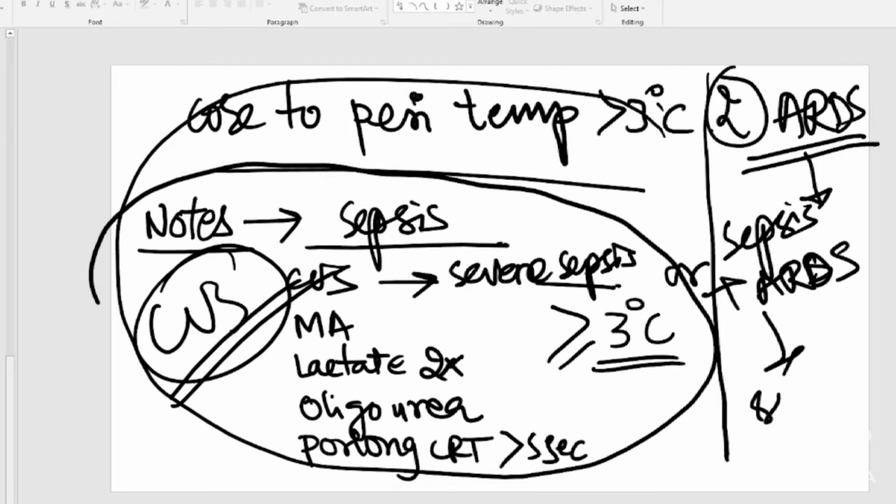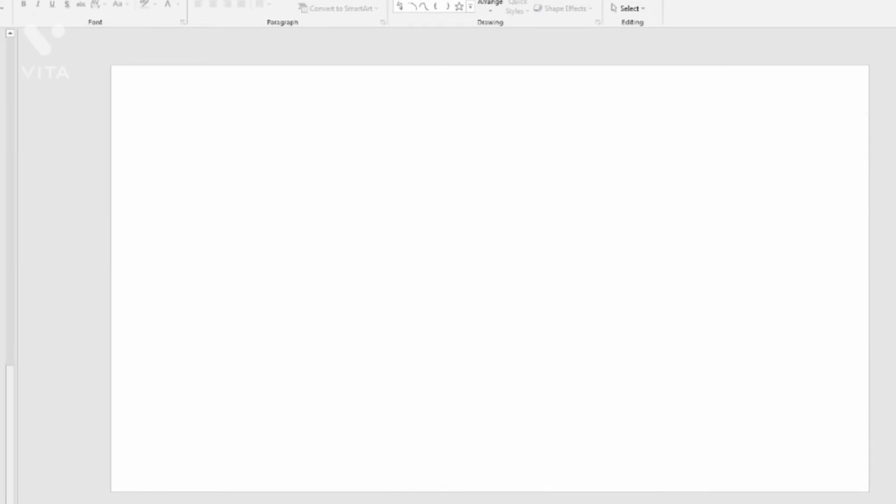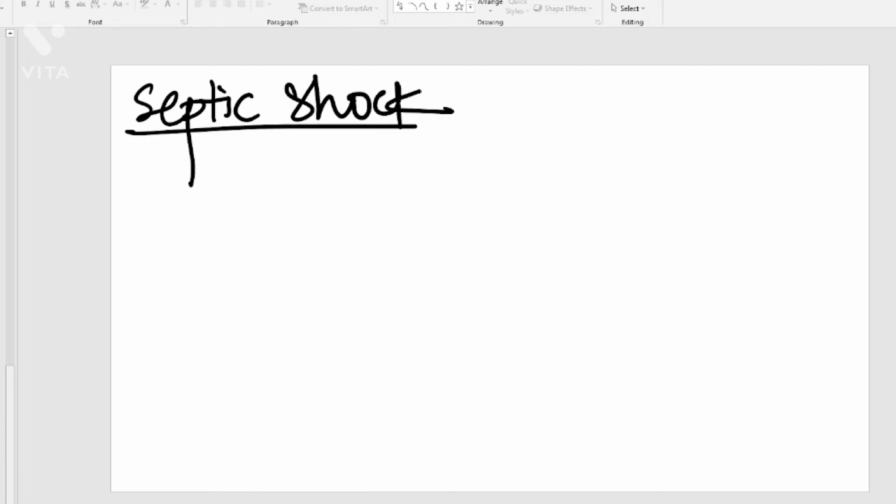Okay, what is severe sepsis then? You know very well, Abhi. So what is septic shock? You guys are a little bit confused, no? What is sepsis? What is severe sepsis? What is septic shock? Sepsis is nothing but what? SIRS plus suspected or proven infection.